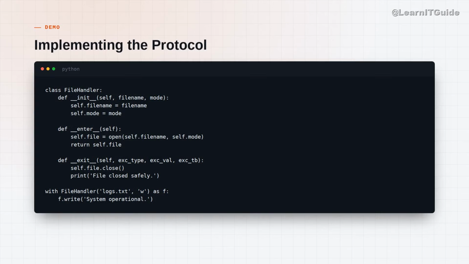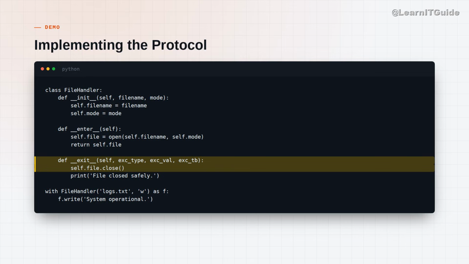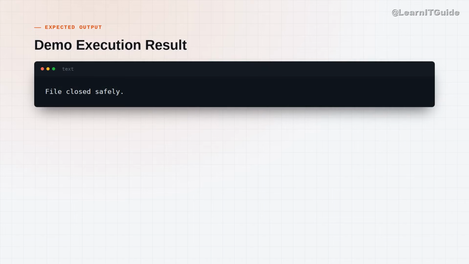Here is the core concept in practice. On line 6, we define the __enter__ method, which opens the file and returns it to the with block. On line 10, the __exit__ method takes care of closing the file, even if an error occurred inside the with block. This ensures that no matter what happens, our file descriptor is returned to the system. When you run this, you will see the confirmation message printed. This proves that our __exit__ method was triggered and the file handle was successfully released.